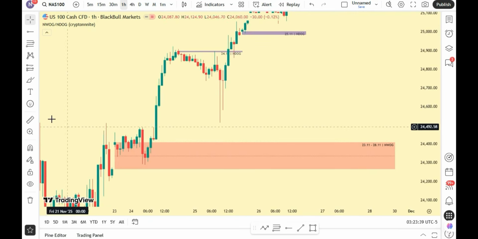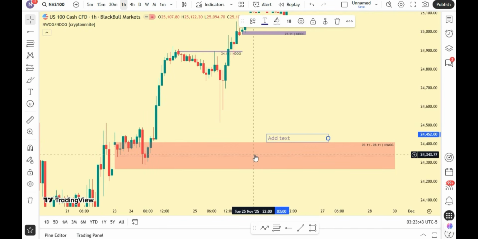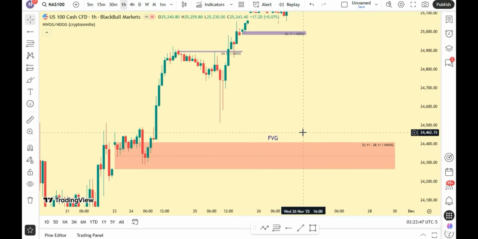Michael even says at some points that you can use NDOGs and NWOGs just like FVGs. He literally says they're no different from an FVG in terms of usefulness.